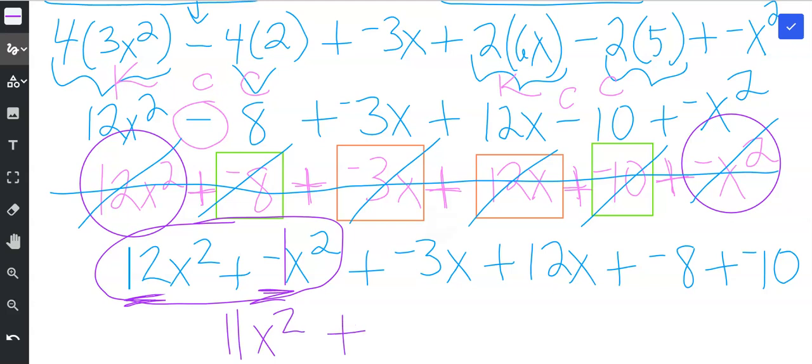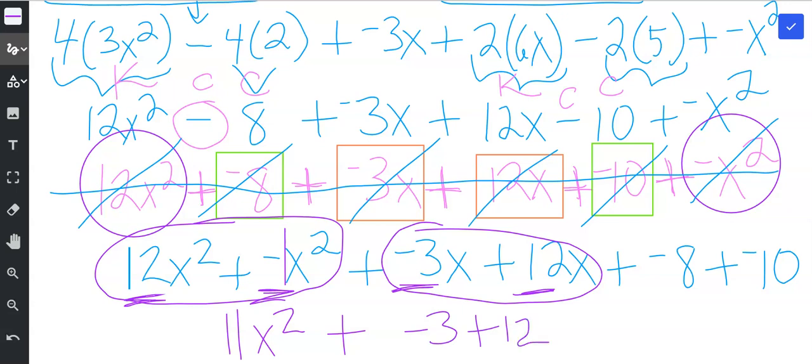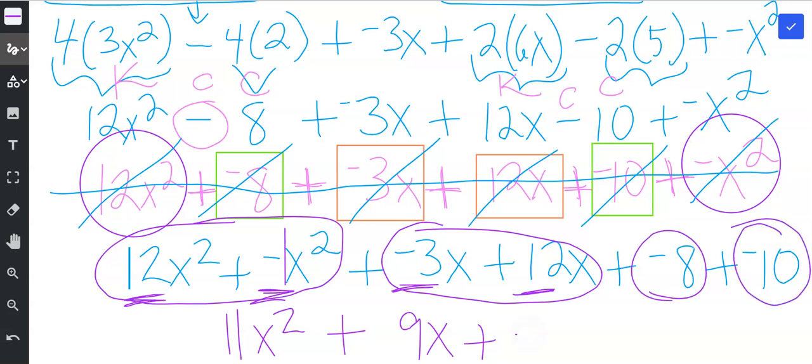Then I'm going to add to that negative 3x plus 12x, and I focus on the coefficients. Negative 3 plus 12. Well, if I would write this out using integer chips, then I would actually have 3 positives cancel out with these 3 negatives, and then I'd have an additional 9 positive chips. So negative 3 plus 12 is equal to a positive 9. So I'll record 9x, and then I'll have 8 red integer chips and 10 red integer chips, which gives me a total of 18 red integer chips.